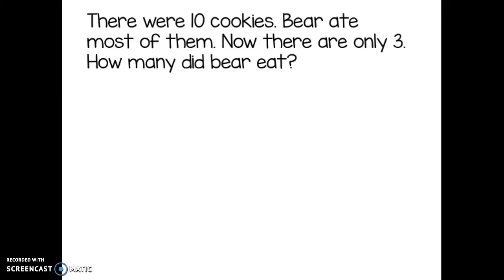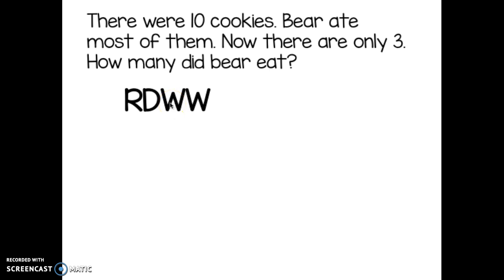For RDWW, I want to review what these letters mean before we get started. R, read the problem and understand what it is telling you and asking you. D, draw. You're going to draw a strategy showing your math work.